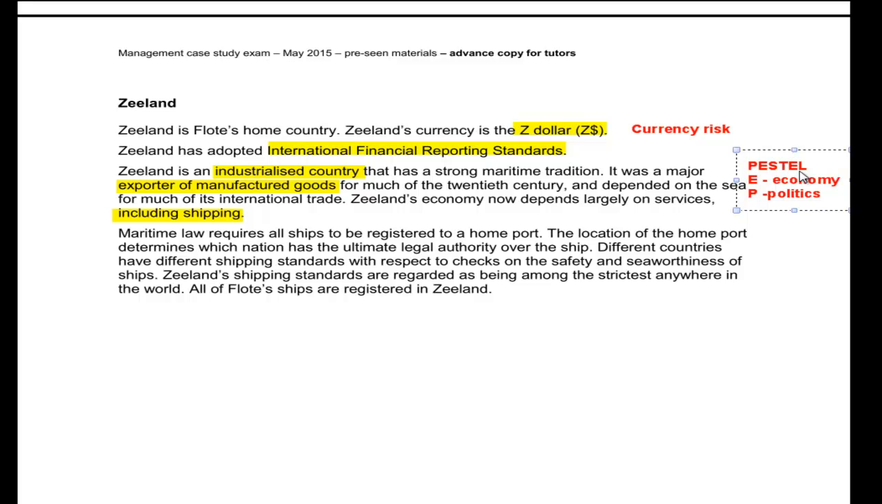Now this goes back again to the Mendelow's matrix that we talked about earlier. So we now know that the government is going to have a high interest in what Flote does, as Flote is a major player in an industry that is very important to Zealand's economy.